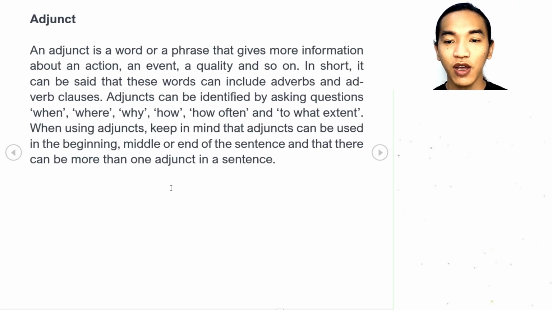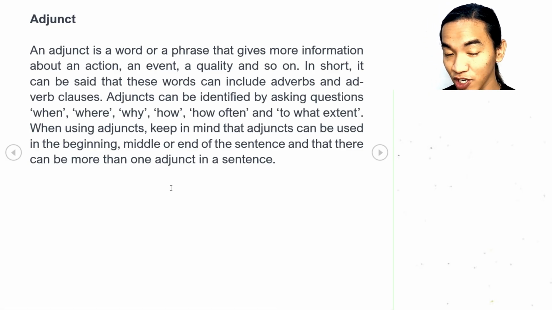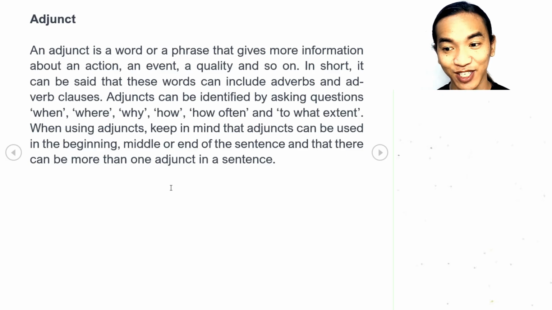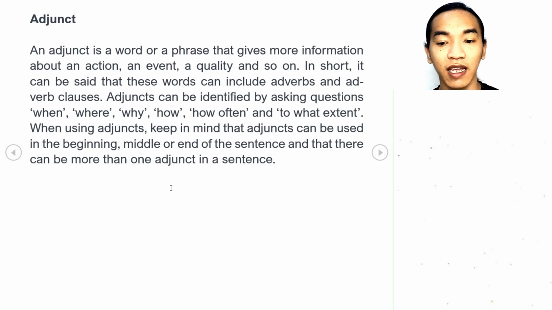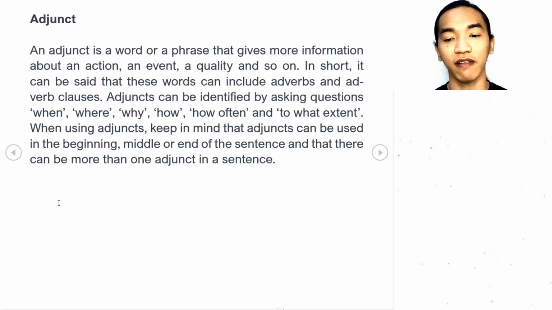So lastly, we have the adjunct. An adjunct is a word or phrase that gives more information about an action, an event, a quality, and so on. These words can include adverbs and adverb clauses. Adjuncts can be identified by asking when, where, why, how often, to what extent. Adjuncts can be used in the beginning, in the middle, or at the end of the sentence, and there can be more than one adjunct in a sentence. They are just like adverbs or adverbial clauses.